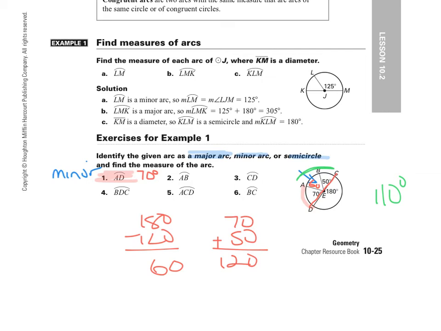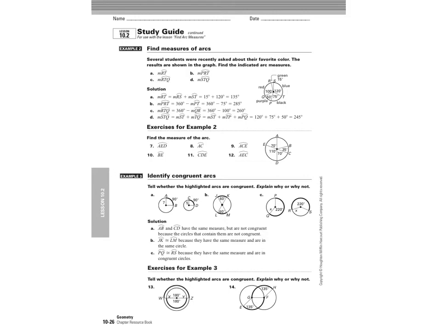Okay. All right, so be able to find missing arc measures and classify them. There are several of these questions. That was the first page of the study guide of 10-2. There's a total of 15.